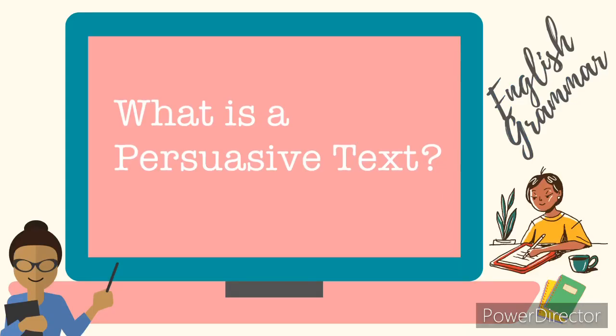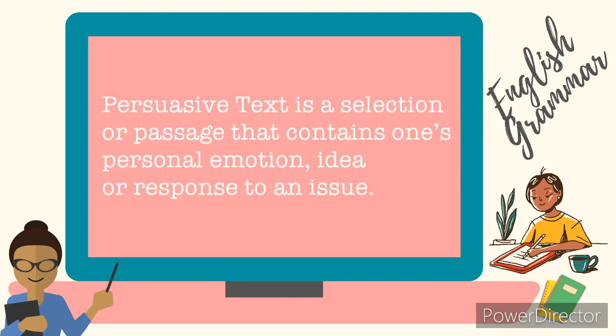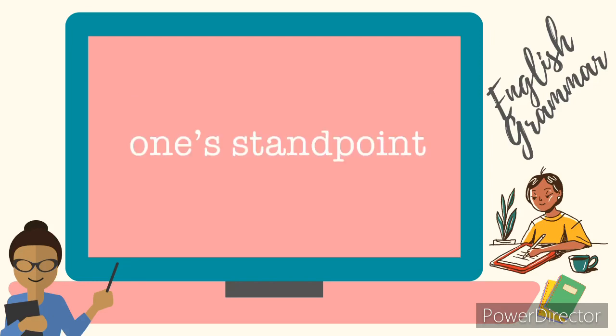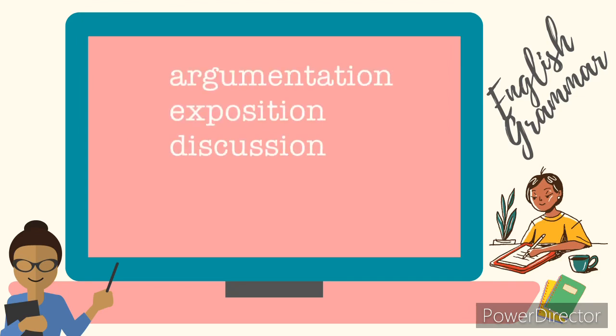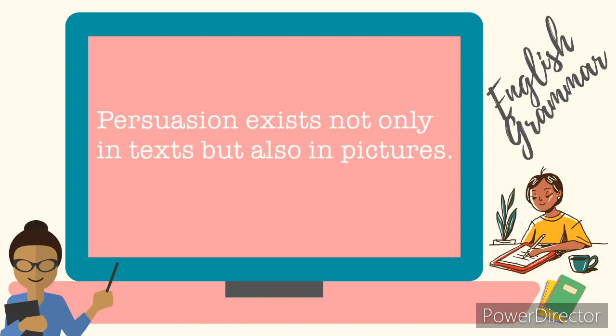What is a persuasive text? It is a selection or passage that contains one's personal emotion, idea, or response to an issue. It provides one's standpoints as to how issues should be addressed and examined. It mainly expresses argumentation, exposition, discussion, review, and evaluation. Technically, expressing persuasion may exist not only in text but also in pictures.